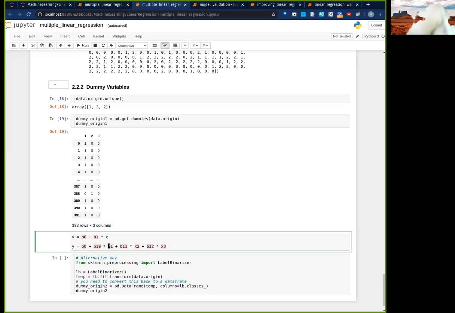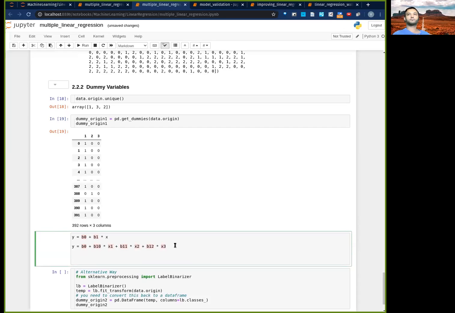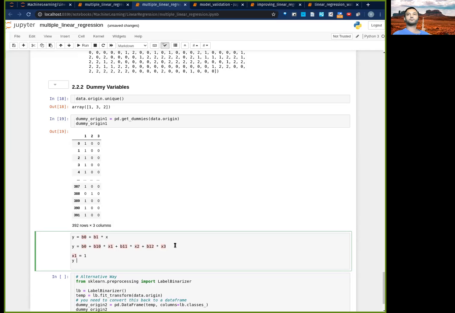But the thing is that x1, x2, and x3 can only be 0 and 1. If one of these is 1, the rest are 0. So let's say, for example, x1 equals 1. What does that look like? Well, that would look like y equals beta 0 plus beta 1,0 plus, and then the rest are all zeros, right?